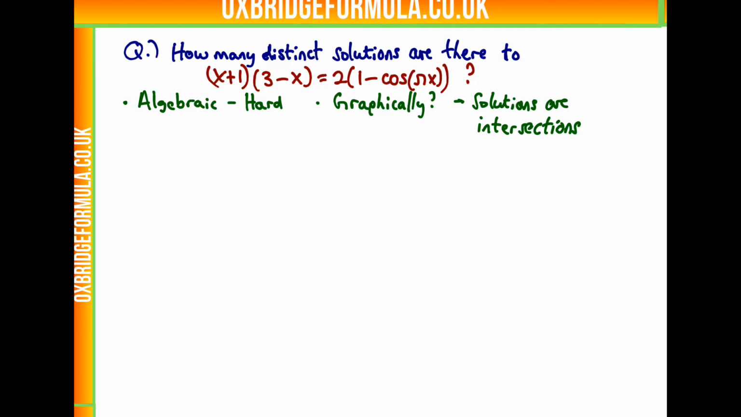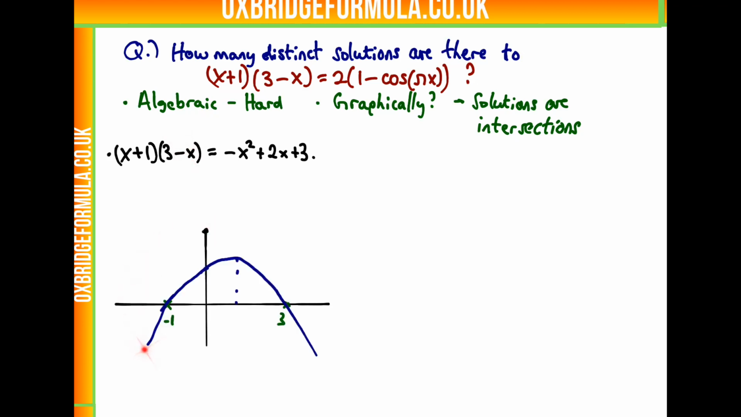Starting with (x + 1)(3 - x), this is a negative quadratic which has roots at -1 and 3. So sketching that should give us something which looks like this. What other features do we know about this? Well, let's try and work out the coordinates of this maximum. This is when the derivative is 0. So that's when -2x + 2 = 0, which gives us x = 1. Plugging that in gives a y coordinate of -1 + 2 + 3, which is 4. So our maximum is going to be at (1, 4).